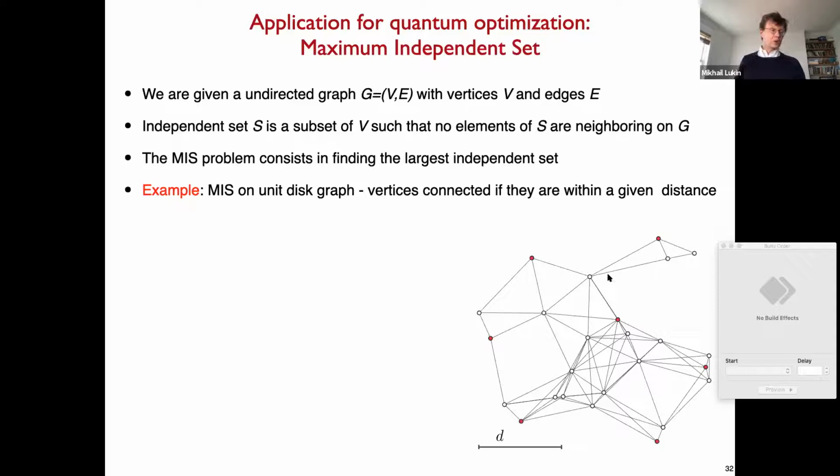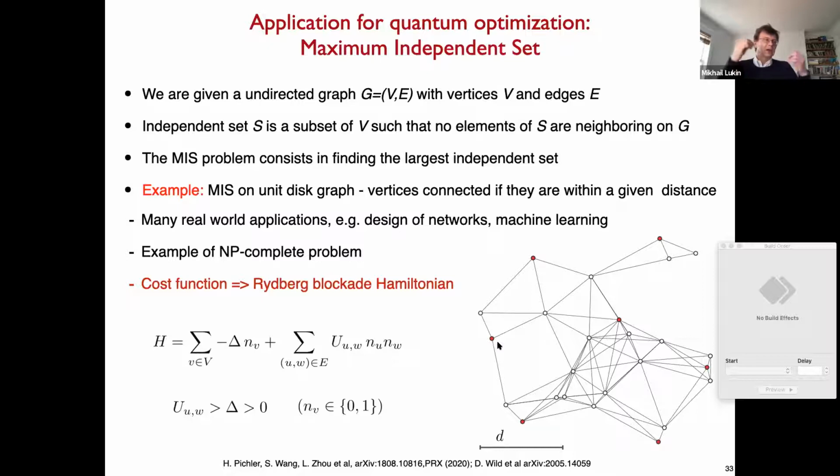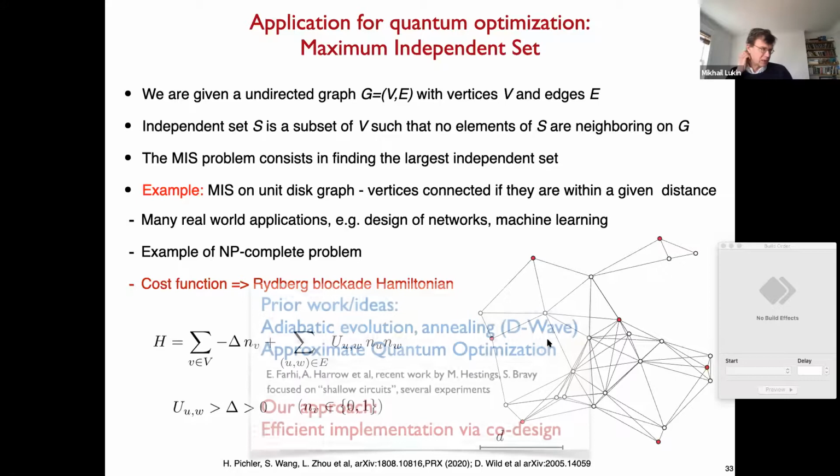So it turns out these problems are known to be very hard to solve. They are NP-complete, NP-hard. But if you followed my talk, you realize immediately that the effective cost function for this problem is very similar to this Rydberg blockade Hamiltonian. Remember, in Rydberg blockade you would like to excite as many atoms as possible, but you cannot excite atoms within this blockade radius. And this exactly encodes the maximum independent set.